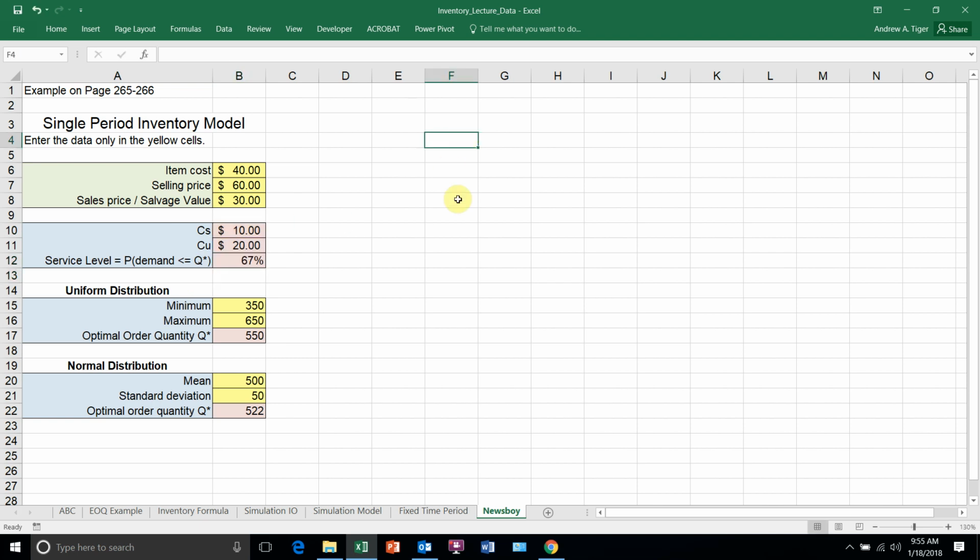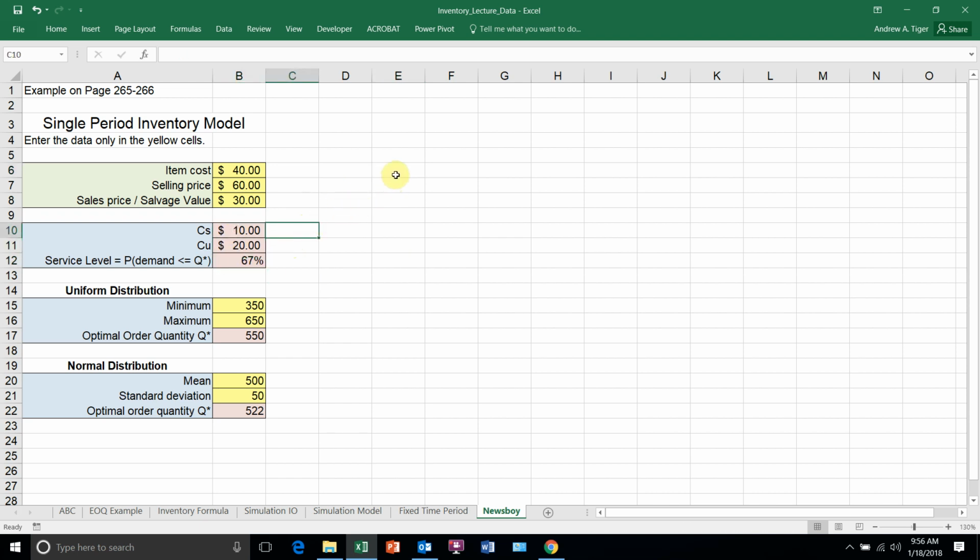So what's cool about this is that this service level is what you should try to achieve. In this case, you shouldn't try to achieve a service level of 90, 95, 99. You should try to achieve a service level of 67. That will maximize your expected profit. And let's just look at these drivers' numbers and understand how that impacts this.